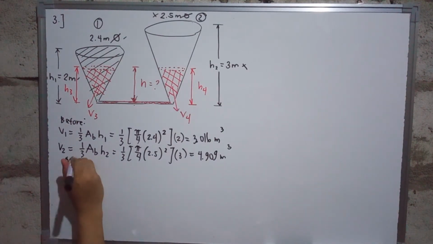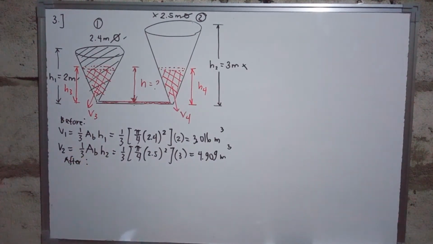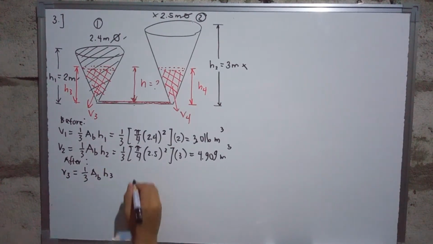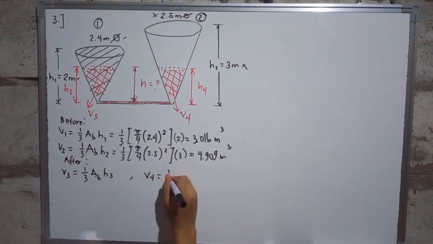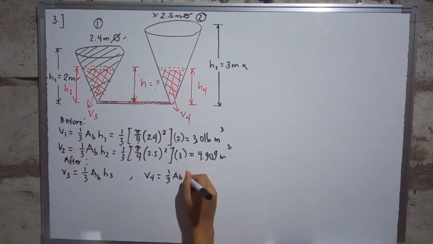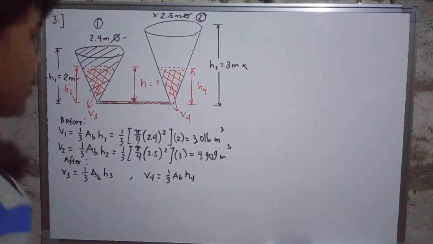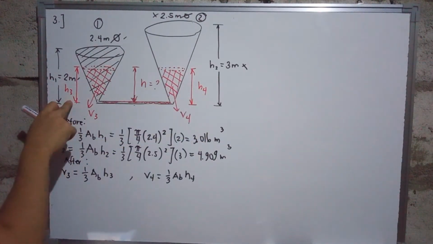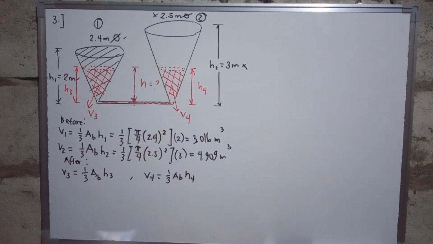So, after the condition applied, so yung mangyayari, meron na tayong volume 3 at saka volume 4. So, volume 3 is now equal to 1/3 area of the base multiplied by h sub 3. Ganon din yung volume 4 natin. Volume 4 is equal to 1/3 area of the base multiplied by h sub 4. Wherein kung mapapansin ninyo dito, yung h sub 4 natin and h sub 3 natin are both equal to h.